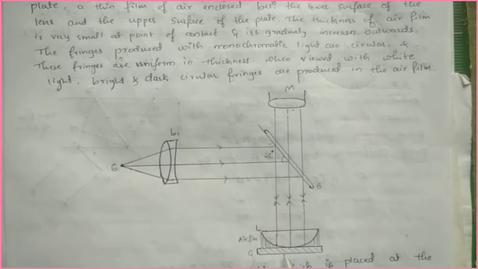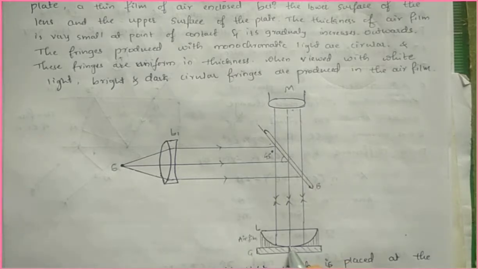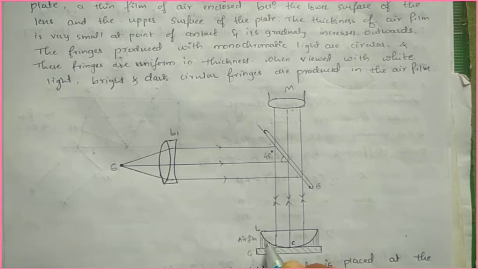thin glass plate. G is the glass plate and L is the plano-convex lens. In between the glass plate and the plano-convex lens, a thin film is formed. That thin film is called an air film. The empty space is filled with air, and the air film at the middle, at the point C, is very thin.